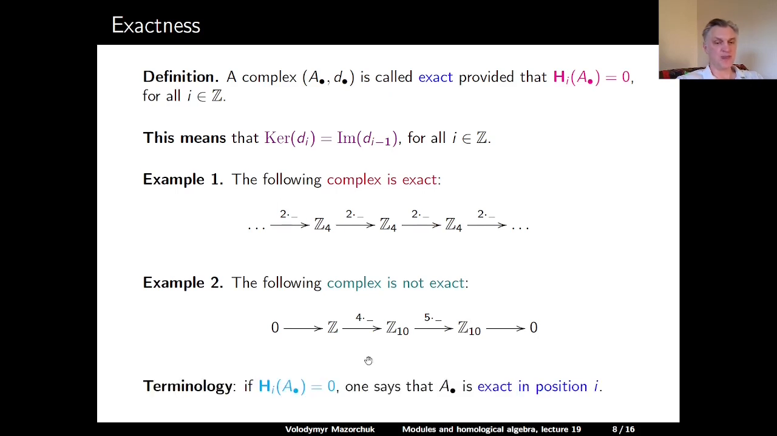Additional terminology: if the homology at position i in the complex A is equal to 0, one usually says that A is exact in this position.